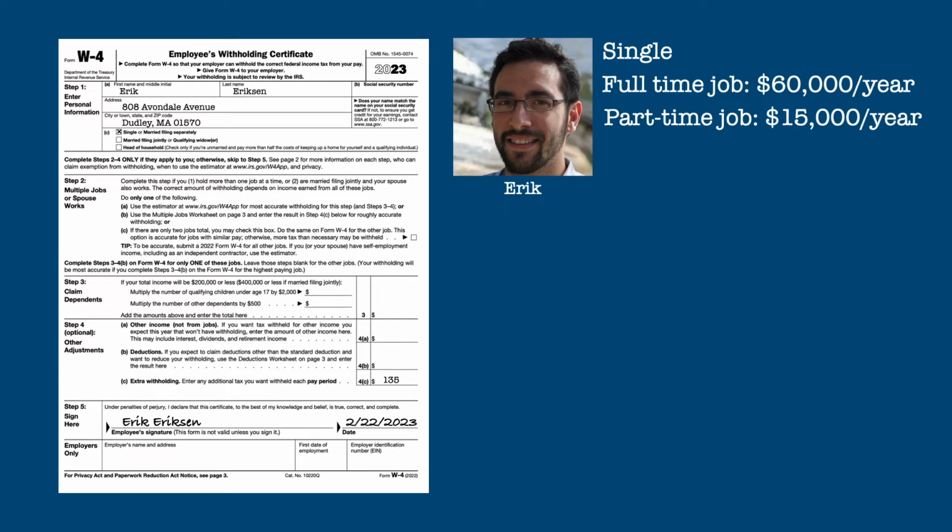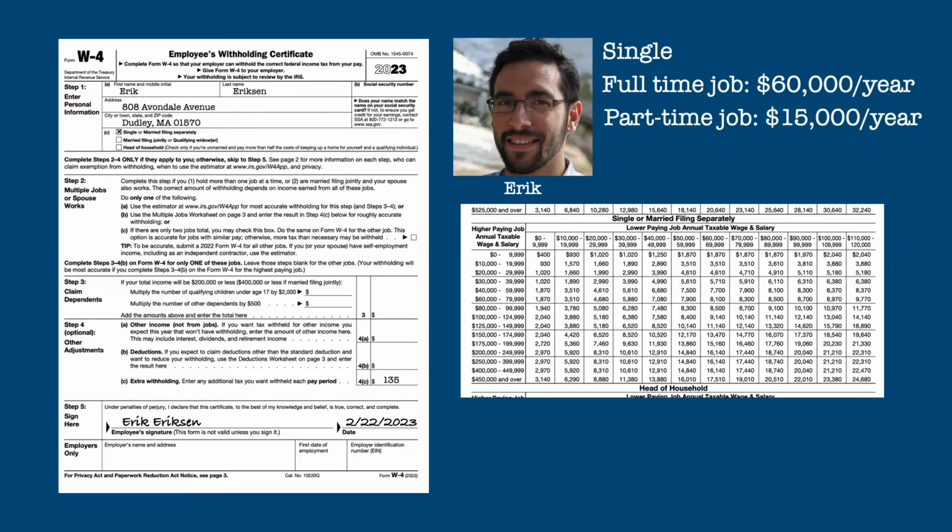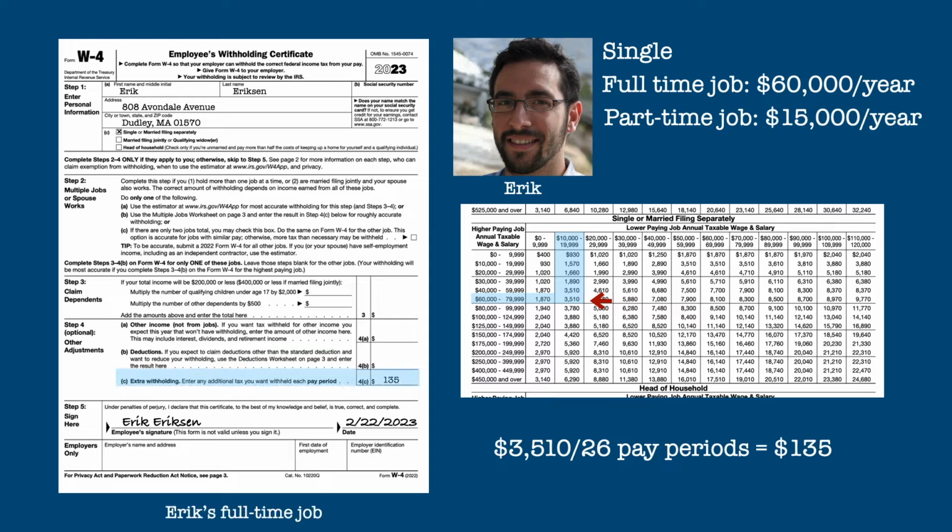He also has a part-time weekend job that pays $15,000 per year. He consults the chart and sees that he would need to have an additional $3,510 per year withheld from his pay to avoid having a balance due. He is paid 26 times per year, so on line 4C of the W-4 for his full-time job, he puts $3,510 divided by 26, or $135, and that additional amount will be withheld from each paycheck from his full-time job. For his part-time job, he simply indicates he is single and signs the form.